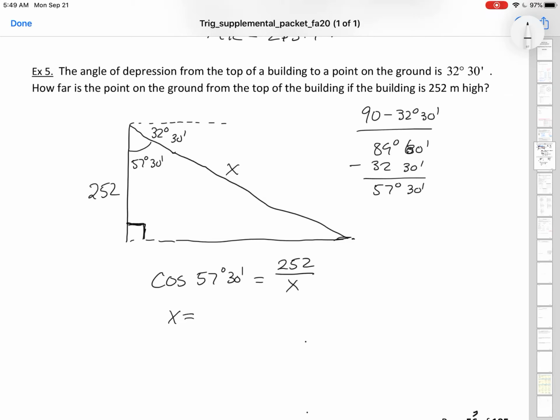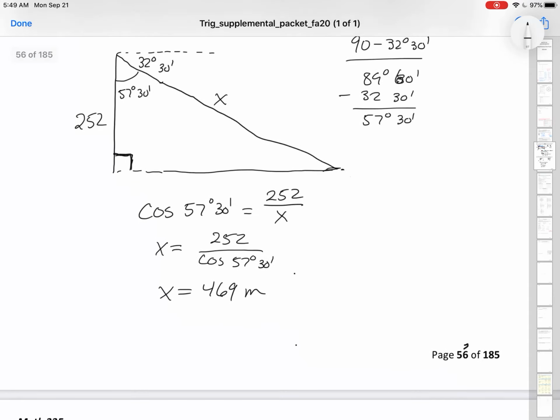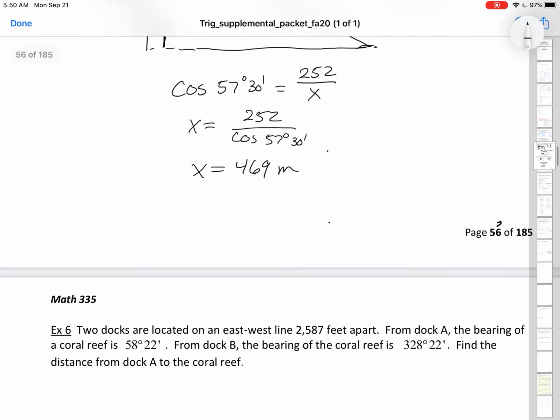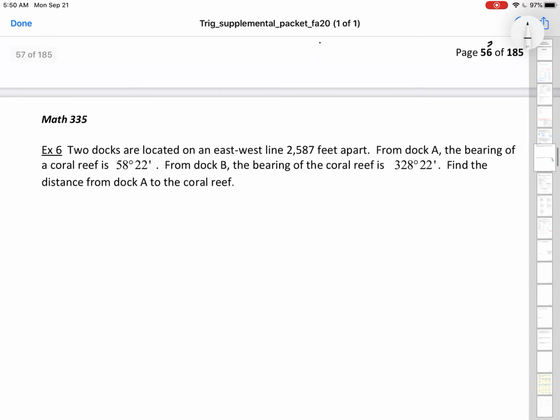So x would be equal to 252 divided by the cosine of 57 degrees 30 minutes. Let's take 252 and divide by the cosine of 57 plus 30 divided by 60, which is 0.5. We get a value of 469.01, in meters, so we'll say 469 meters. Not bad at all. They're keeping us honest by throwing in a right triangle, making sure we don't go crazy and use the law of sines when we don't need to.